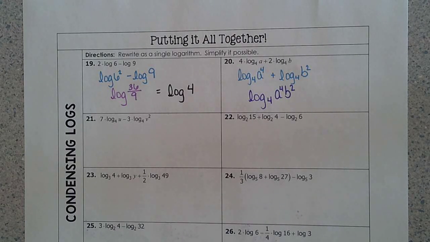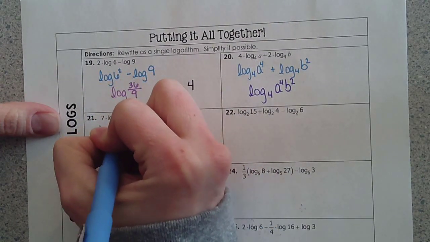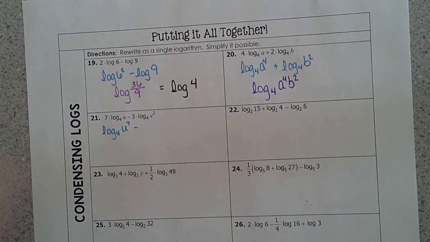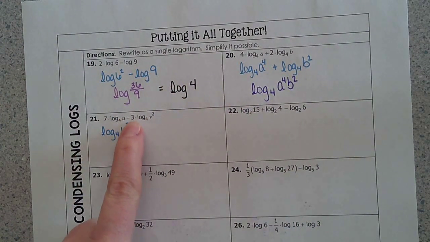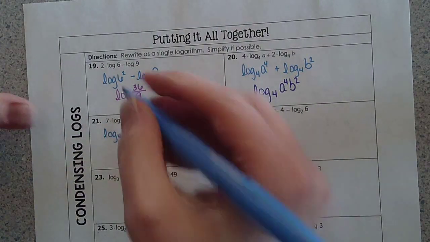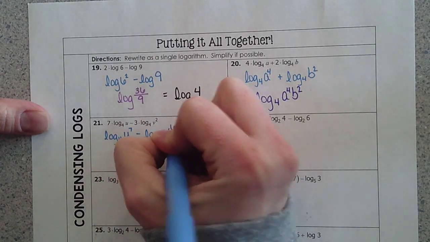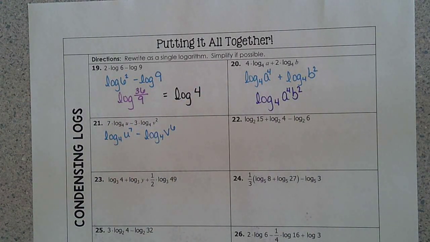Okay, let's try 21 together. Both of my terms have a coefficient, so I'm going to take care of that coefficient first. The first one is straightforward, log base 4 of u to the 7th minus, when I take this 3 and put it into the exponent, there's already a 2 up there. It's joining that 2 in the exponent. They're going to multiply together. So I'm going to have log base 4 of v to the 6th. And now I'll take care of the... Would you add them or multiply? Multiply it up there.